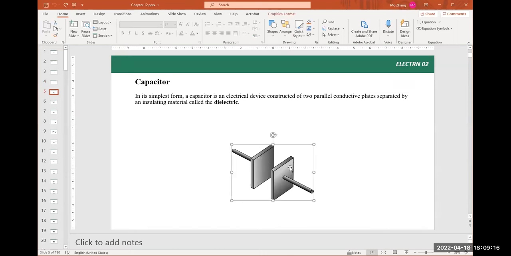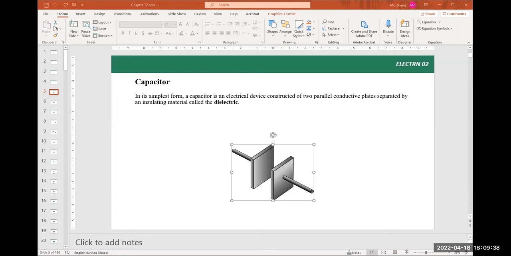Each plate has a rectangular or square shape. In this case, two plates are parallel to each other. Between the plates is air or vacuum. So this constructs the simplest, the easiest, the cheapest capacitor.